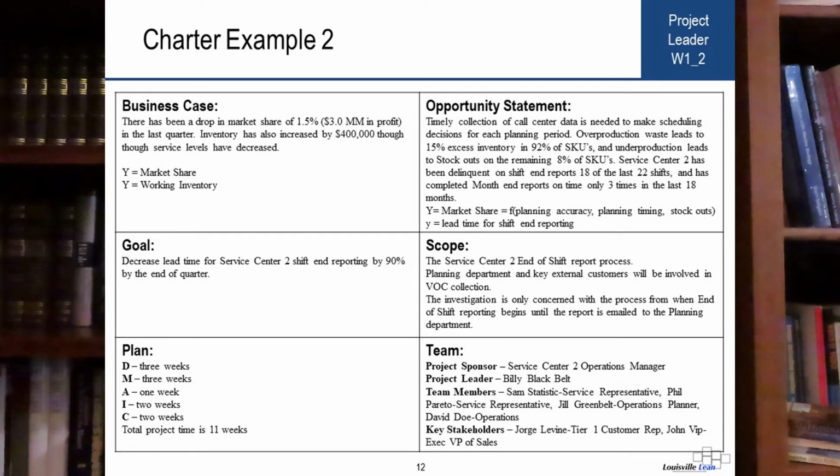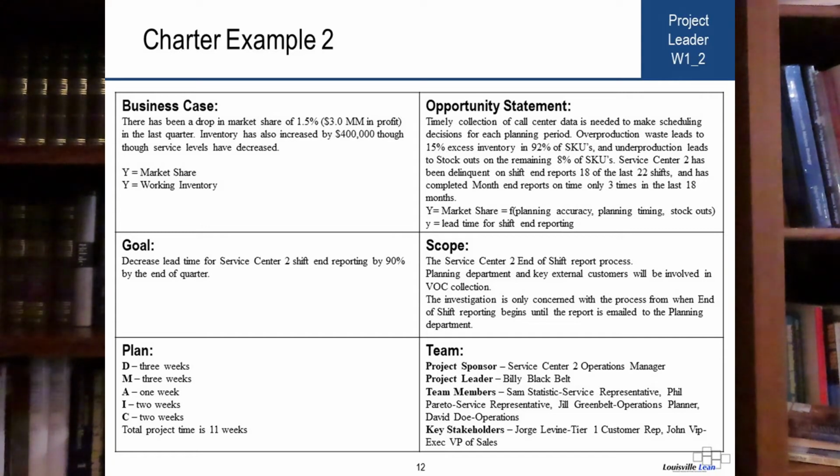We've actually got 2 big Y's in this one. I would typically work that down to 1. I think it's market share. The opportunity statement, again, notice we actually write down the transfer functions, or in this particular case, they wrote down the transfer function for the opportunity statement. Then the goal statement goes straight back to the opportunity statement.